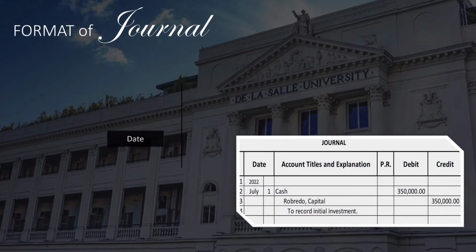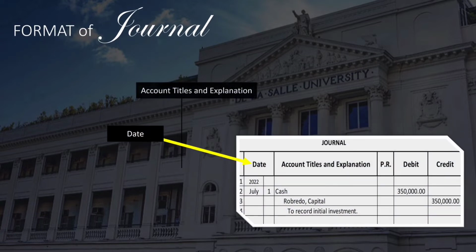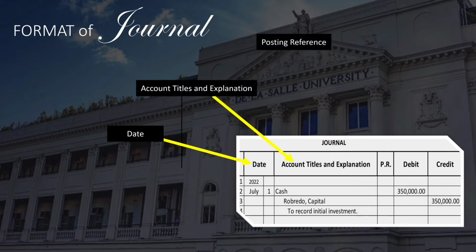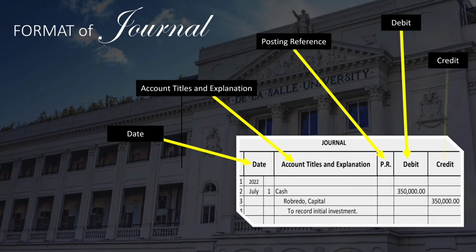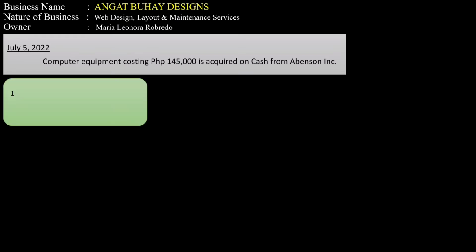So what are the contents of journal? So we have the date, the account titles and explanation, the posting reference, and of course, the very important, debit and credit. So we apply it to the business transactions of Angat Buhay Designs. On July 5, computer equipment costing 145,000 pesos is acquired on cash from Abenson.